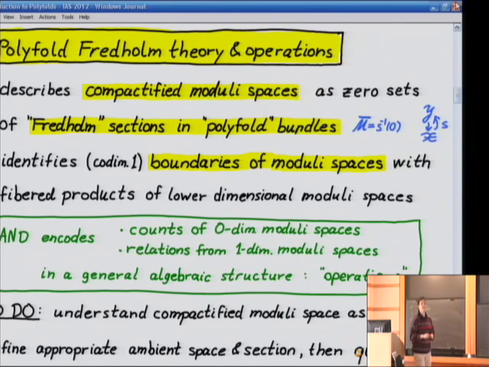But now it's just a pullback section. Sort of classically, it was this much more complicated construction, but now in the polyfold world, we're just going to do nothing. We don't care about these intermediate steps, so we're just going to write this guy as S inverse of 0.